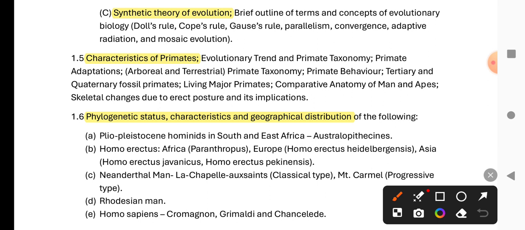Okay, next is the primates order. We will see the various divisions of order, suborder, superfamily and family, like we have seen. That means the order of primates and the suborders, like Prosimii and Anthropoidea.